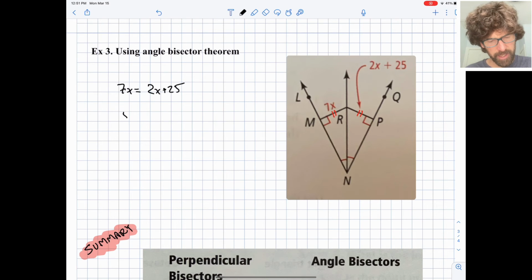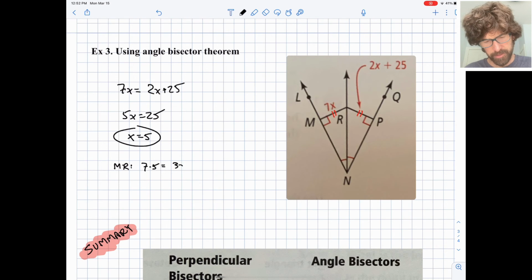Subtract 2x from both sides, we get 5x is 25, and divide by 5, we'll get x is equal to 5. And as always, we're not necessarily looking for just what x is. Let's find the length of one of those line segments. The length of MR is 7 times 5, which is 35 units.